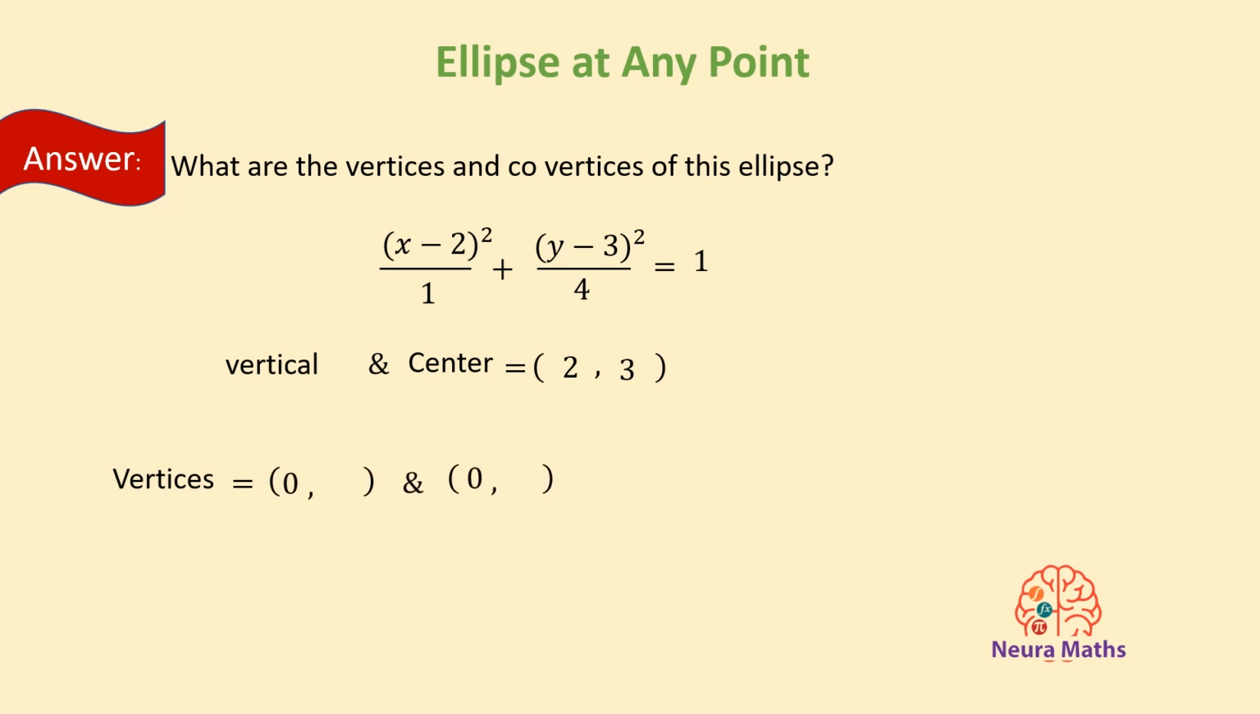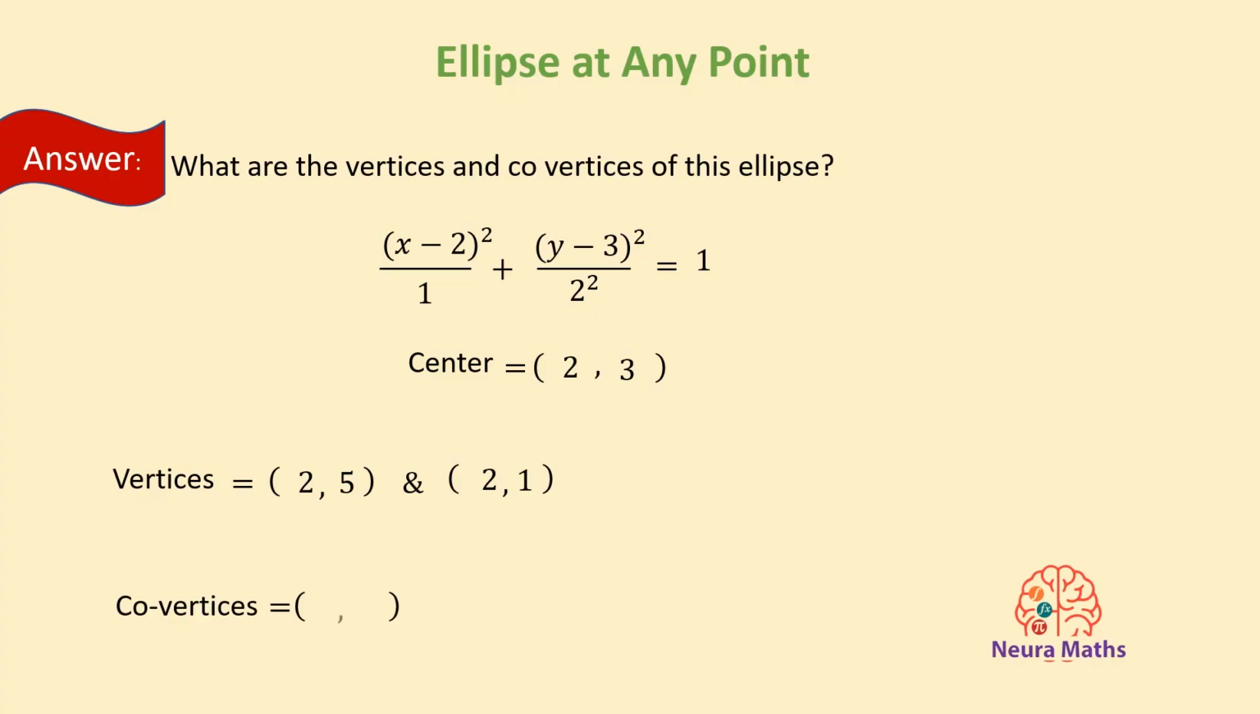What are the coordinates of the vertices of the ellipse? The square root of the greater denominator gives us the y-coordinates of the vertices of the same ellipse, but at the origin. Adding 2 to each x-coordinate and 3 to every y-coordinate gives us the coordinates of the vertices of the given ellipse, which are 2, 5 and 2, 1.